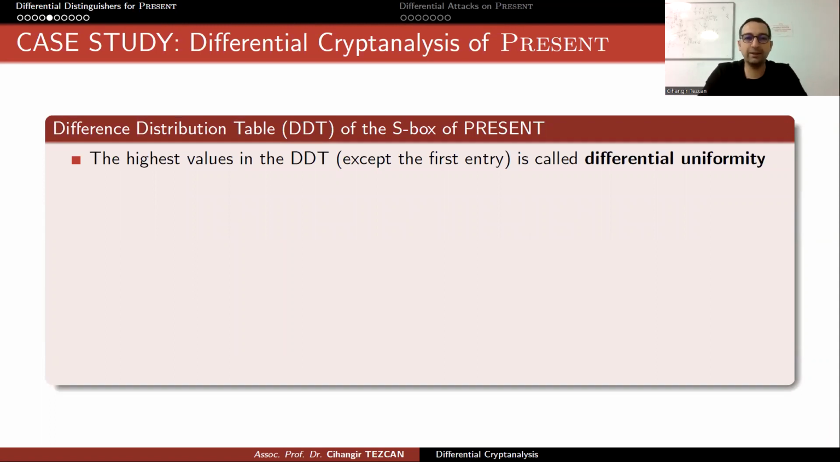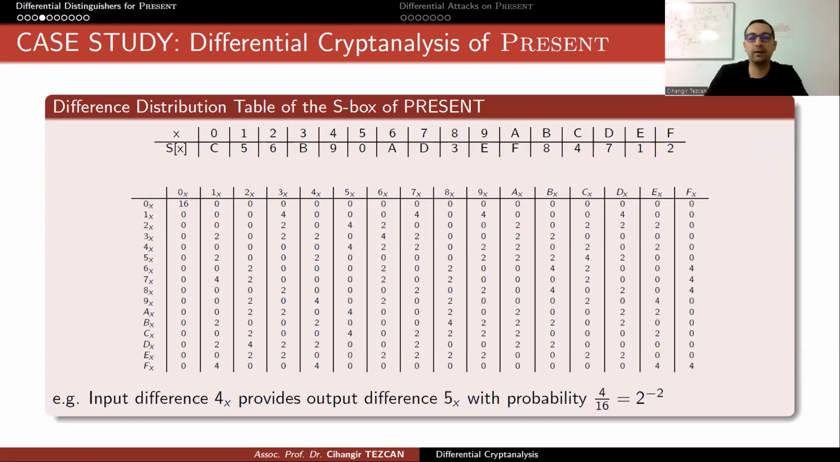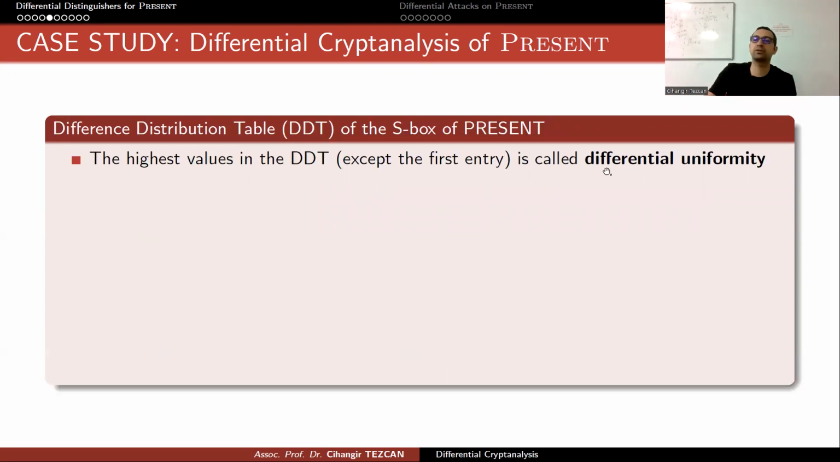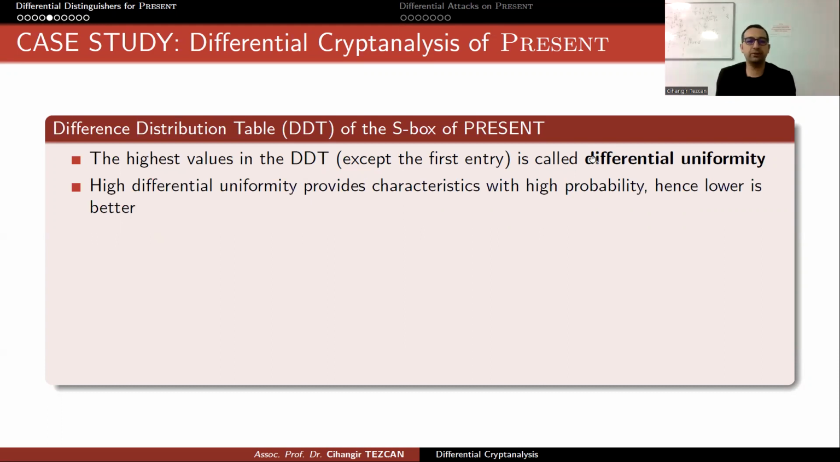So the highest value in the DDT table, except the first entry, which I said is always 2 to the n, is called differential uniformity. So if we go back, we observe 4s here. We don't see 6, 8, or anything larger. So we say that the PRESENT S-box is 4 differential uniform. Okay, its differential uniformity is 4. High differential uniformity provides characteristics with high probability. Hence, lower is better for the designer, of course. Higher is better for the attacker.